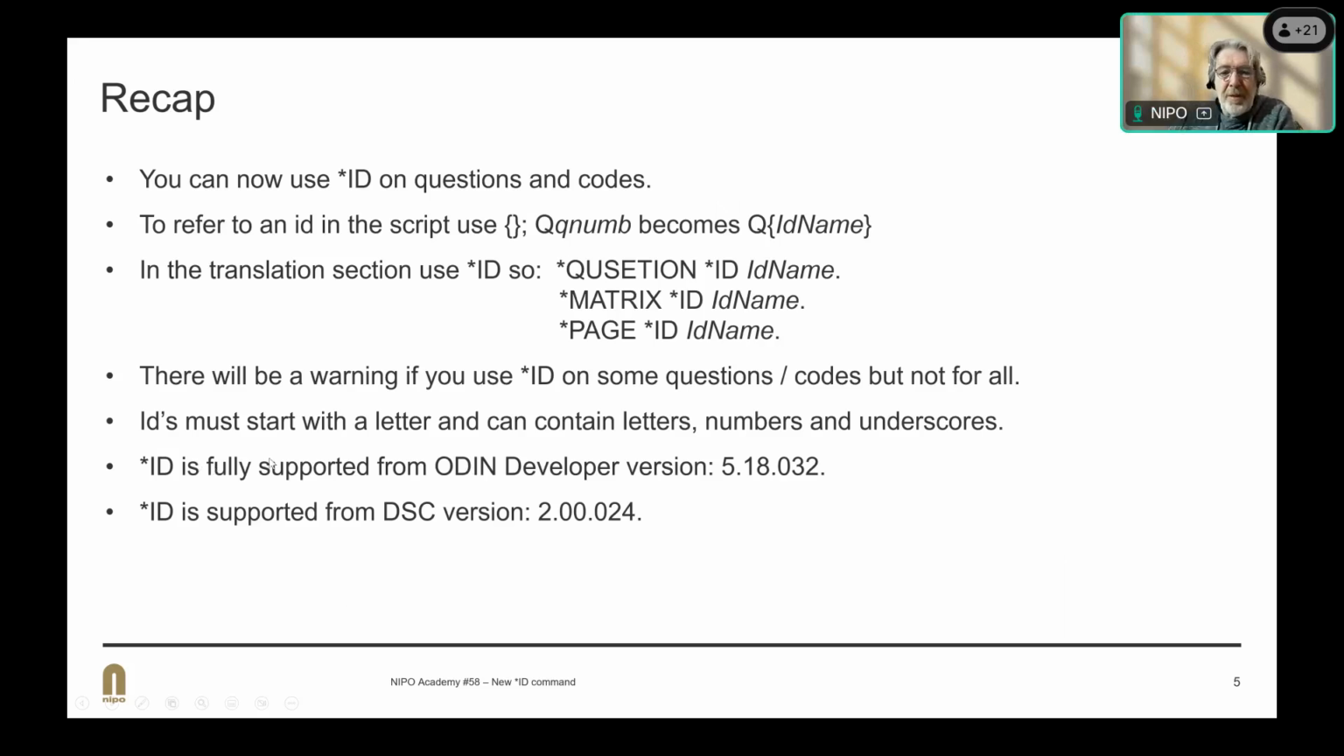Note the fully supported. There are some versions before this, especially 3.1, which if you run it, you will see in the syntax highlighting that ID perfectly highlighted. So that makes the suggestion that it is fully supported, but it isn't. Some of the things that I show you are not supported in that developer version yet. So if you want to use the IDs, make sure that you are using ODIN developer version 3.2, and the ID is supported from DSC version 2.00024 onwards. So from that DSC version, you can actually use those IDs in your reporting as well.